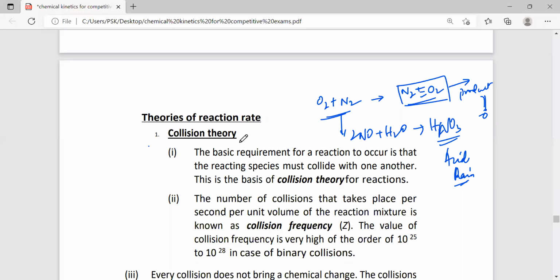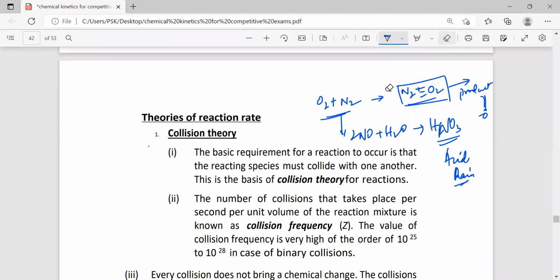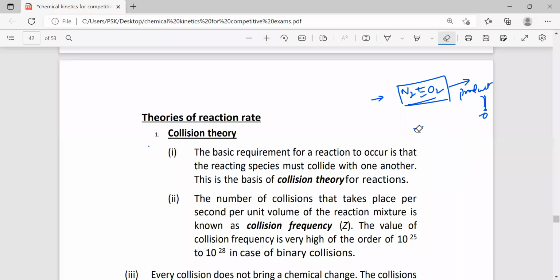Now we are talking about something called collision theory. What is this collision theory? Collision theory clearly says that the reactant molecules have to collide with each other to form a product. To undergo a reaction, the reactant molecules or atoms have to collide with each other. That is what the collision theory proposes. Now, in this, all collisions are not fruitful. That is the first point you should remember.